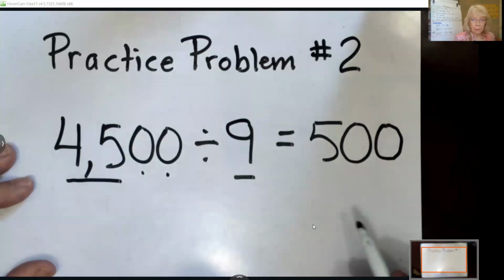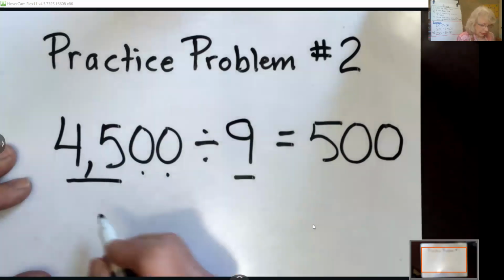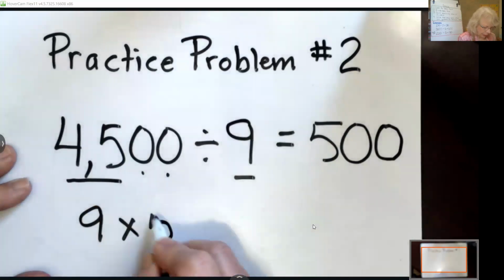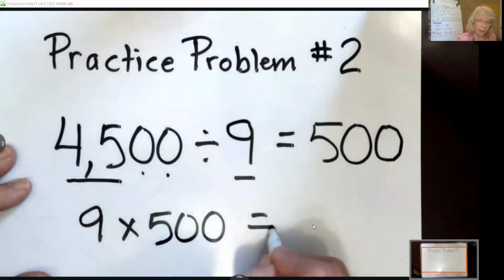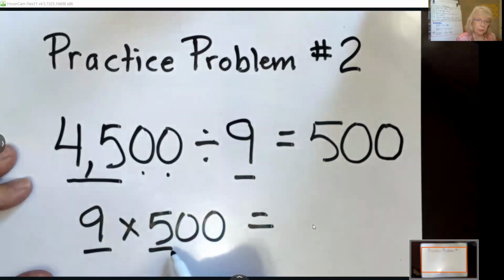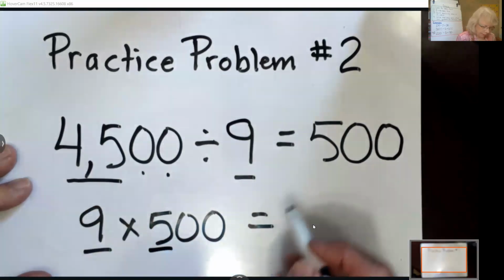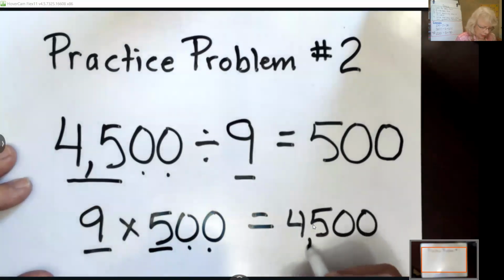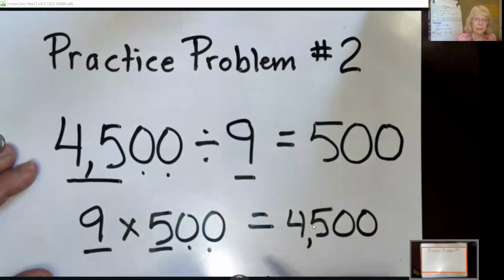For those of you that remember the multiplying with hundreds, let's do a check by doing the opposite operation, and we have 9 times 500. This one might seem easier. We underline the 2 numbers without zeros. 9 times 5 equals 45. And we add our 2 zeros. And we get back to our dividend.